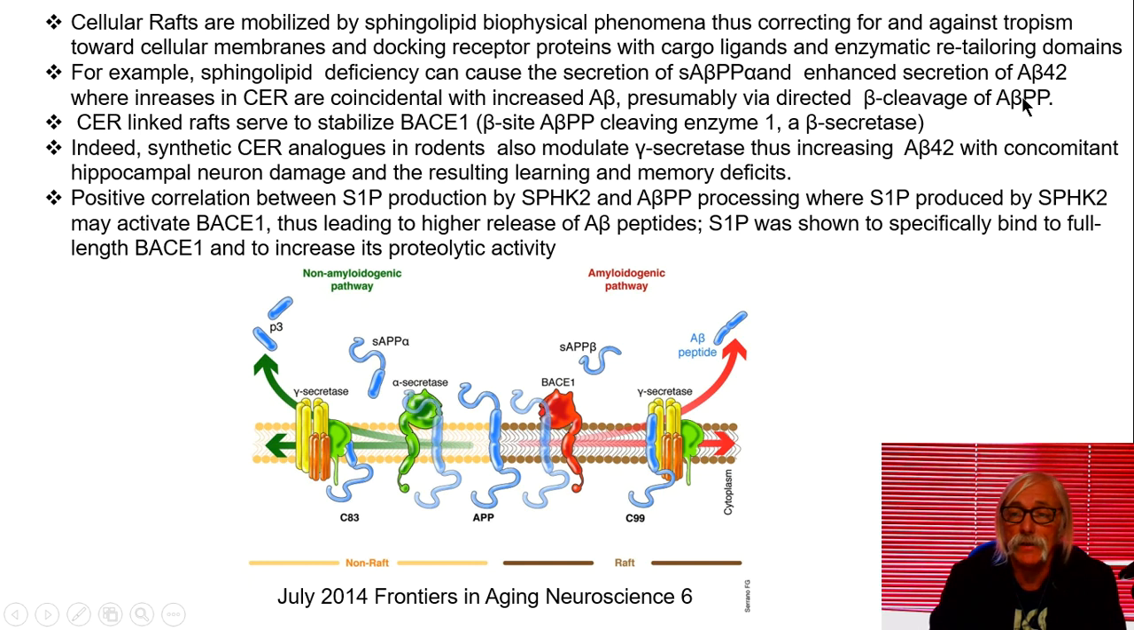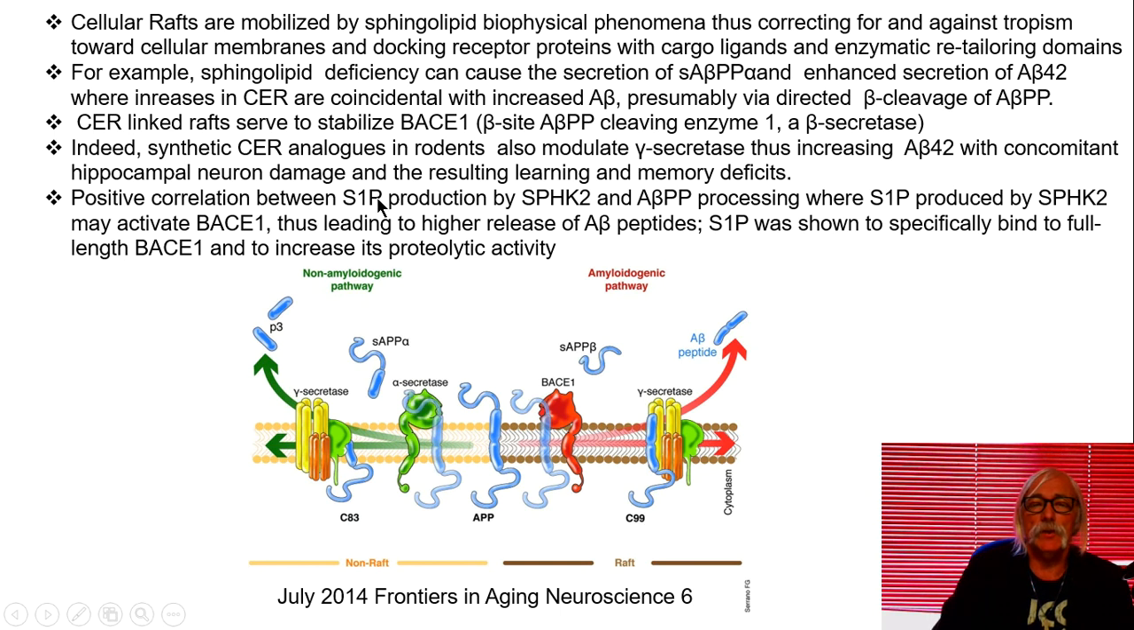So, beta cleavage of the A beta precursor protein. Ceramide-linked rafts serve to stabilize the BACE enzyme. The beta site of the A beta precursor protein cleaving enzyme 1 is a beta secretase. That's what that is. Indeed, synthetic ceramide analogs in rodents modulate the gamma secretase, thus increasing the A beta 42 isomer with concomitant hippocampal and neuronal damage and resulting learning and memory deficits. So that's all because of ceramide, right? So synthetic ceramide analogs in rodents will modulate those pathways and induce this Alzheimer's animal model.